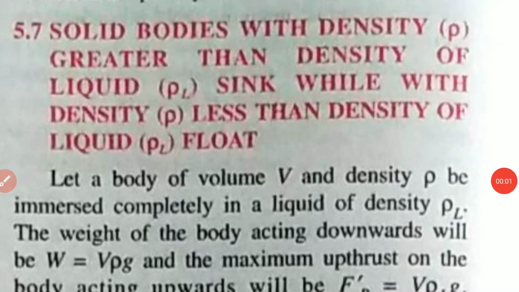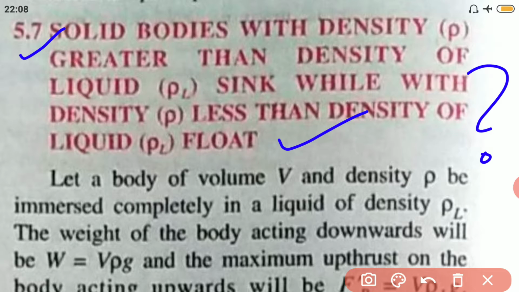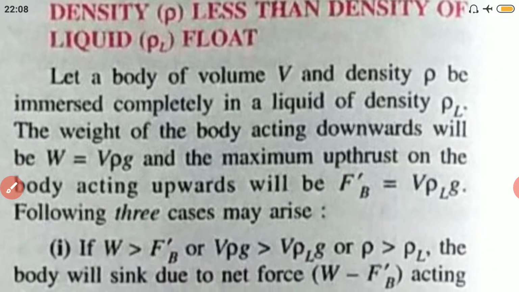This video is for class 9 physics and we are doing the topic: solid bodies with density rho greater than the density of the liquid rho L sink, while those with density rho less than the density of the liquid rho L float. This thing which you have already studied in class 7, we will try to understand how this is possible with the knowledge of upthrust.